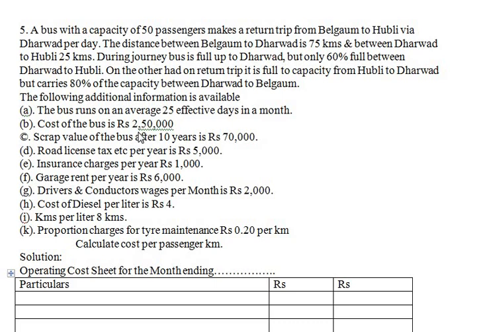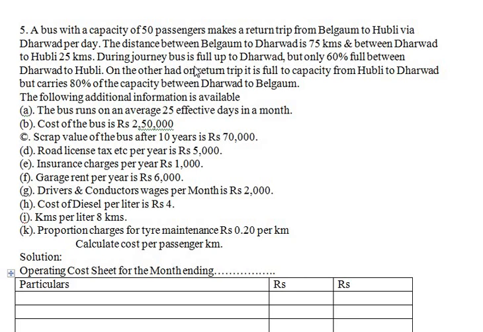In today's class again we are going to solve one more problem on operating costing. So here is the problem. A bus with a capacity of 50 passengers makes a return trip from Belgaum to Hubli via Dharwad per day. The distance between Belgaum to Dharwad is 75 kilometers, and between Dharwad to Hubli is 25 kilometers.